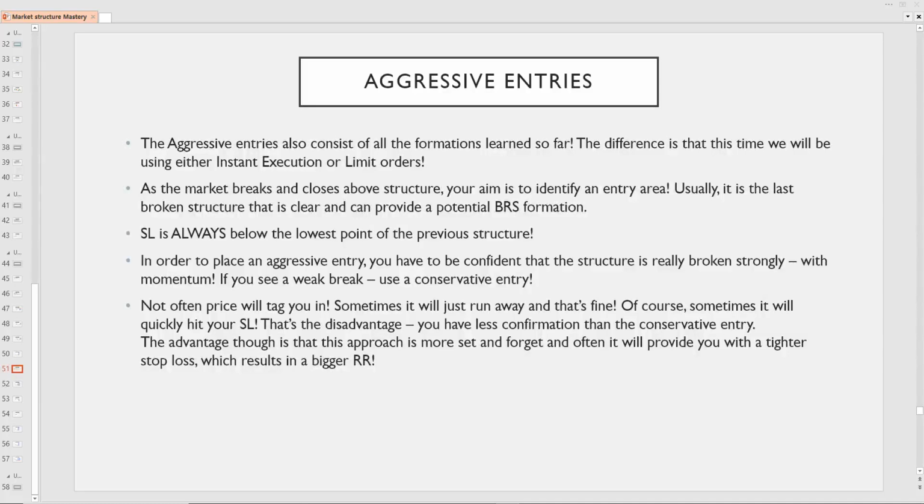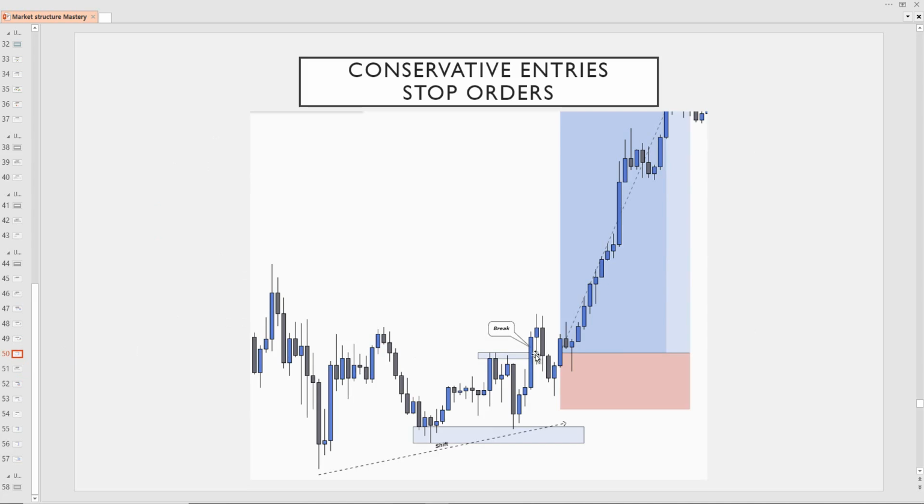Okay, and in order to place an aggressive entry, you have to be super confident that the structure is really broken strongly with strong momentum. If you see a weak break, like we had an example, let me just go back. Yeah, this is not really a strong break. It is a strong break because it's a beautiful body close, but it didn't come further from this level, because usually you would like to set a limit on this zone. So if it came around right there, definitely you can set it.